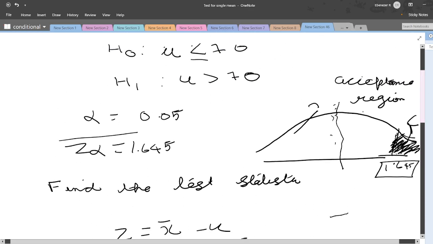This is a right tail test because of this greater than. So this is a right tail test. Hence, this greater than comes here. So what is beyond this is the critical region.